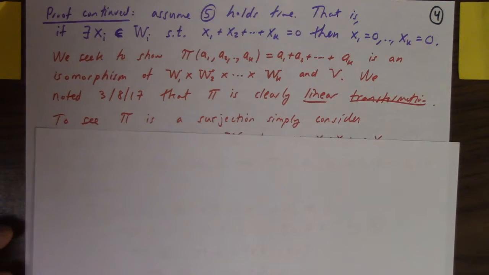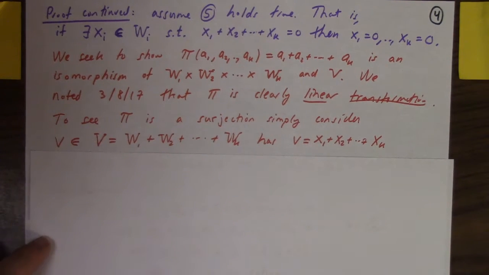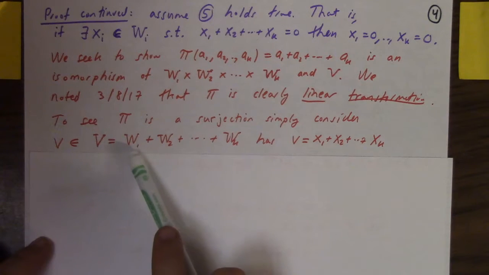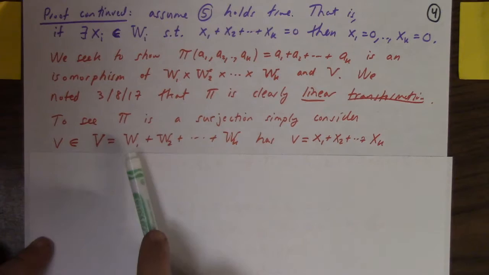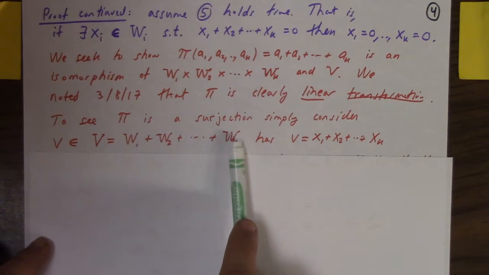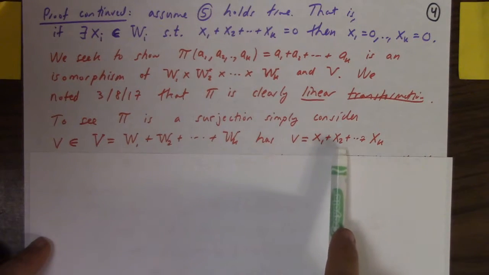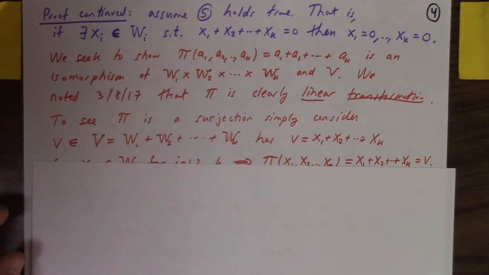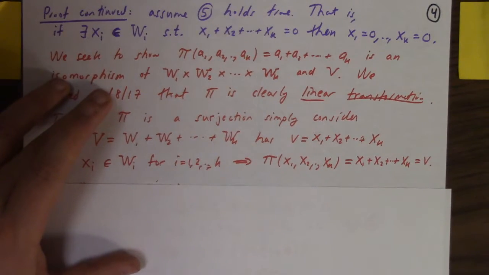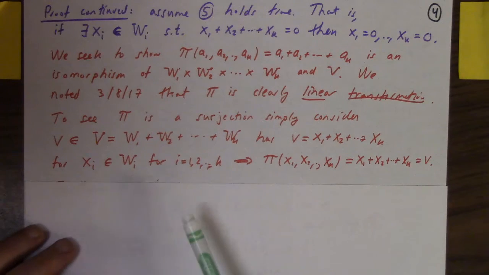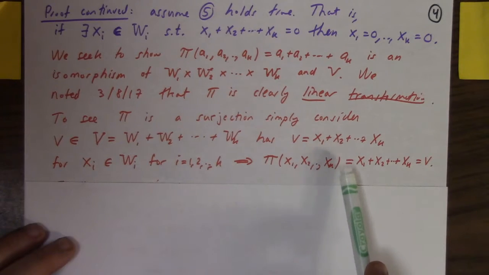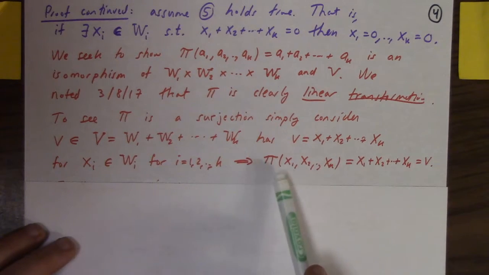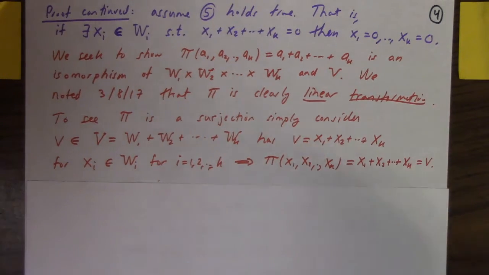So to see that it's a surjection, that's just a simple calculation. If I pick a vector v in V, which is given to us to be the sum of these subspaces, that means that I can pick an x1 in here, an x2 in here, an xk in there, such that v is equal to x1 plus x2 plus up to xk. And then if I map the tuple x1, x2, up to xk, I get x1 plus x2 plus up to xk by definition of pi, which is v again. v being arbitrary, we've shown that pi is a surjection.